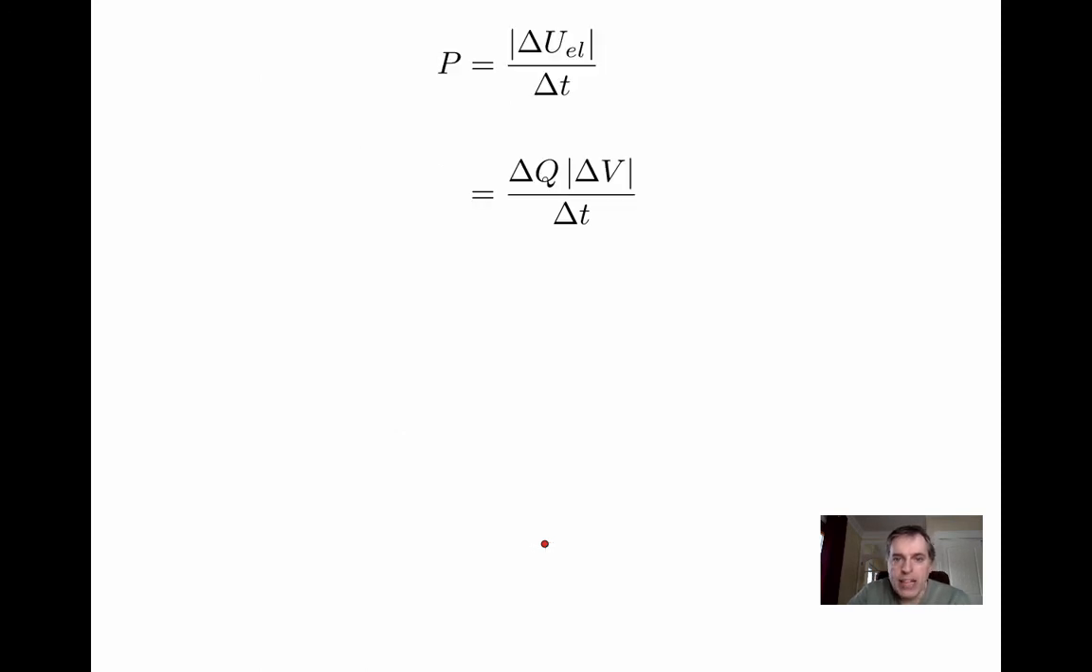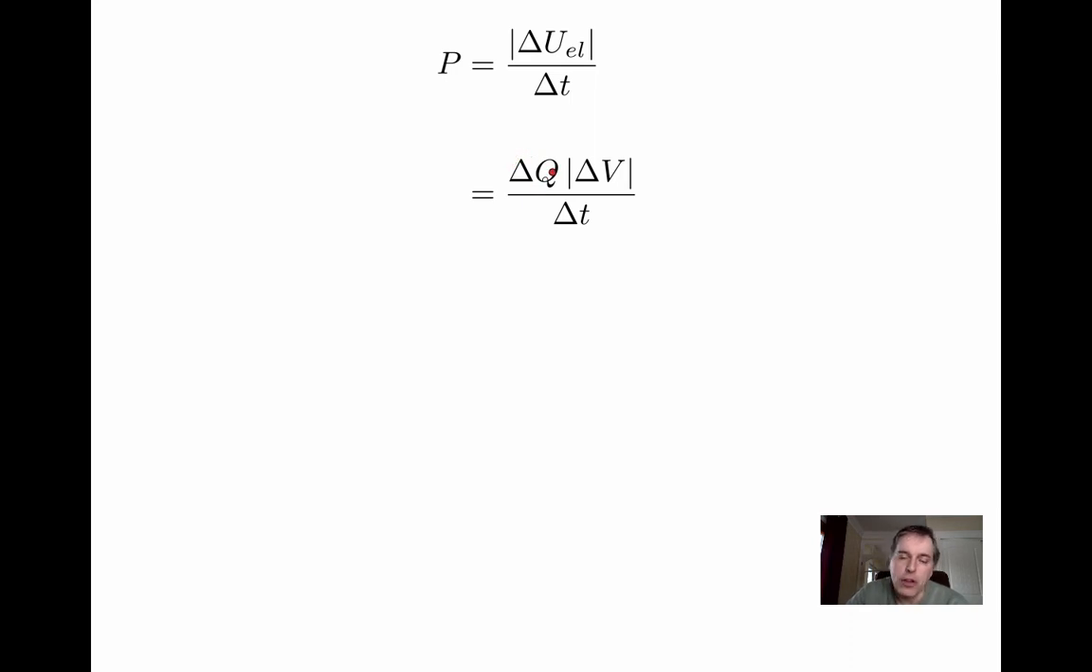Okay, now let's go back to the definition. So power is the change of electric potential energy, we take the absolute value, divided by delta T. Now remember, delta U electric, we said, is the amount of charge that, let's say I call delta Q here.